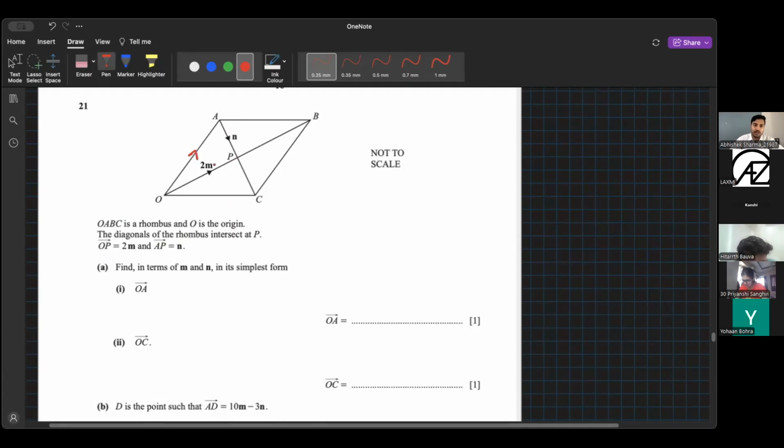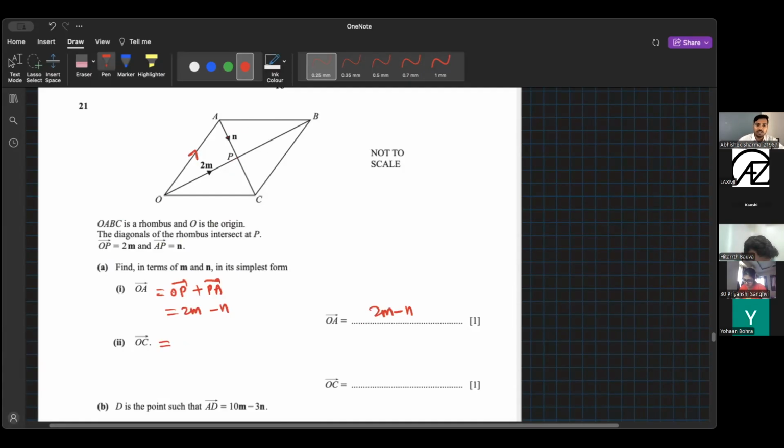First we have to find OA. So we know that OA is OP plus PA, right? So OP is 2m and PA is opposite of AP, so minus n. So 2m minus n is the answer for the first one. Now OC.